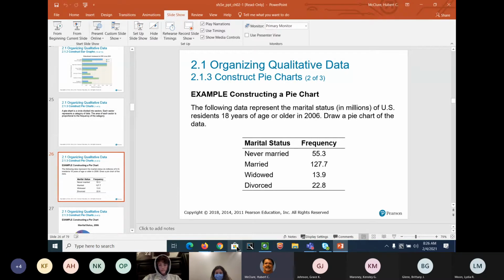And 55.3, I don't know how you have 0.3 of people, but you know how statistics is. 127.7, 13.9, and 22.8. And there's indicators, Mr. King.